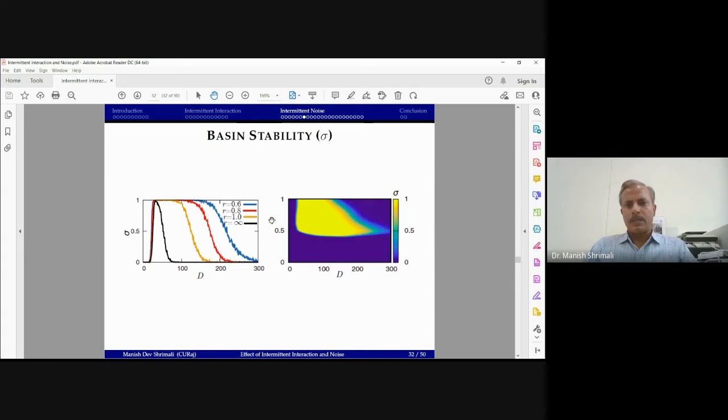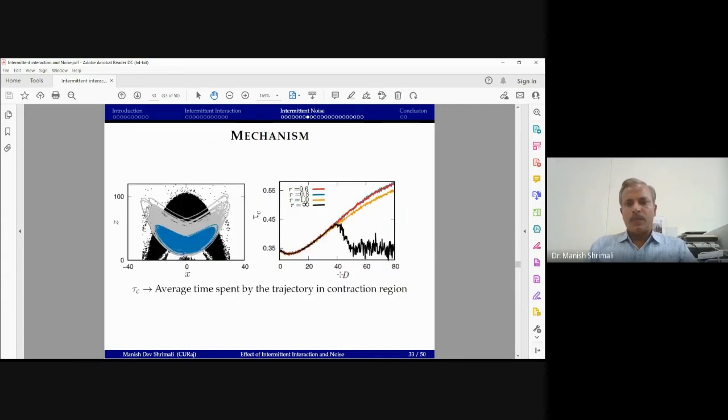And here is the 3D plot of this basin stability in R and D. So this is what we have observed, and then we have also looked at the average time spent by the trajectory in the contraction region. So we have plotted the contraction region of the attractor, the synchronization manifold, and you can see that the blue attractor spends more time in this contraction region as compared to the uncontrolled one.